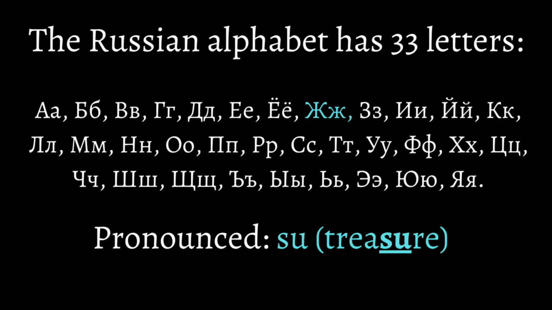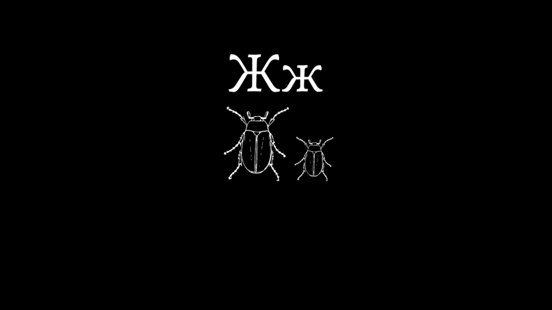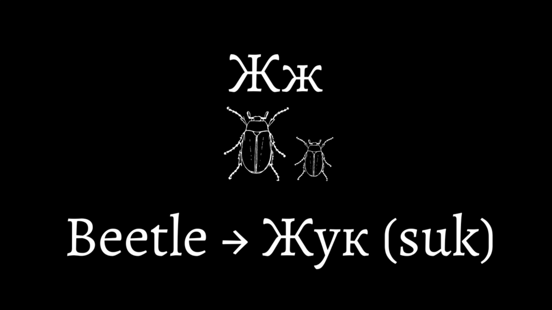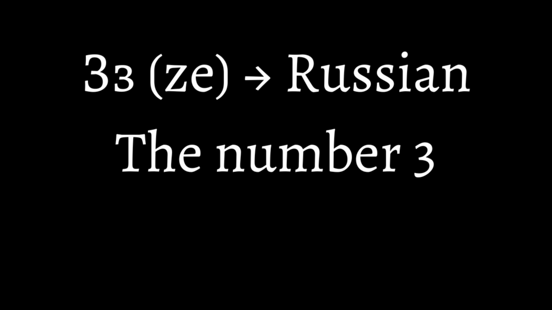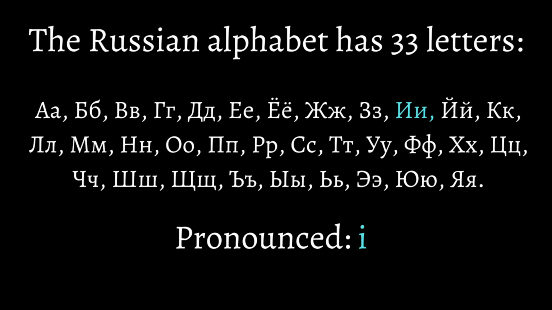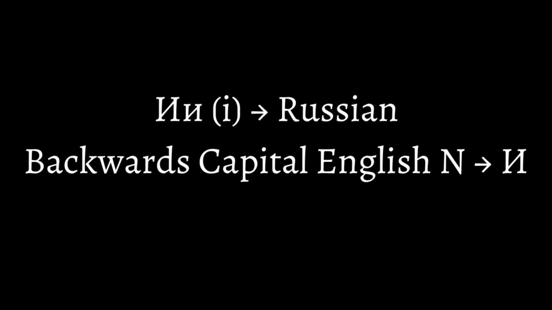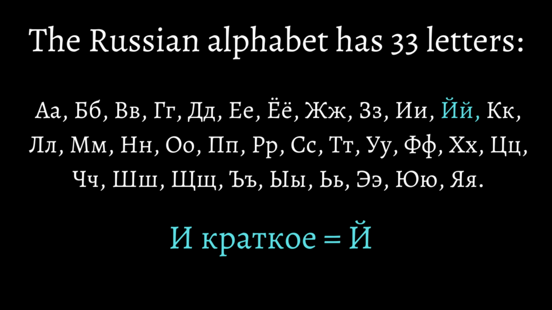Next, we have the letter Z, as in treasure. The easiest way to remember this letter is by its appearance of looking like a beetle, and the word beetle in Russian begins with the letter itself, which is zhuk. Then we have the letter Z, not to be confused with the number 3. Then we have E, which resembles a backwards capital N in English. Then we have the same letter, but with a squiggle over it.